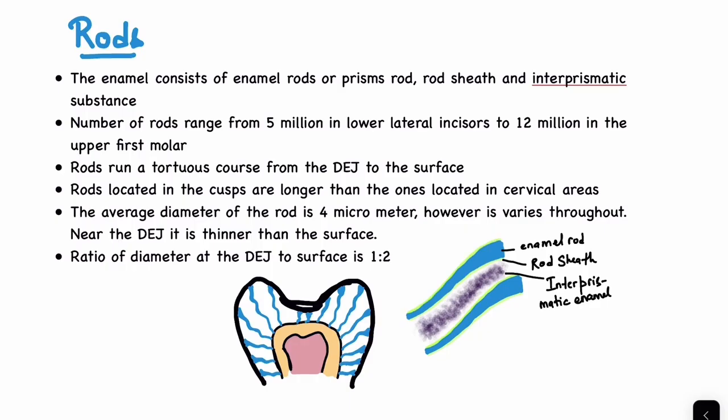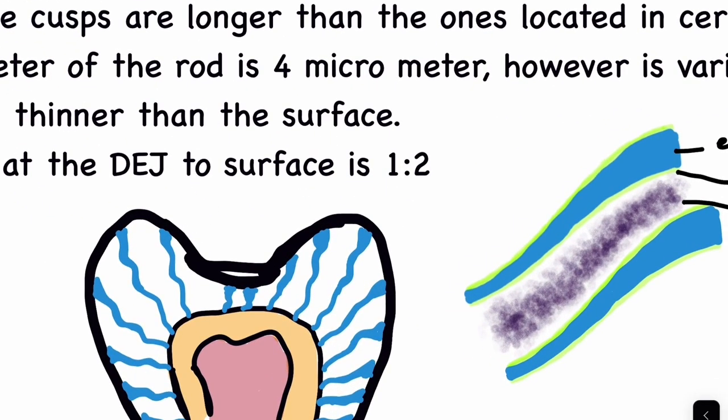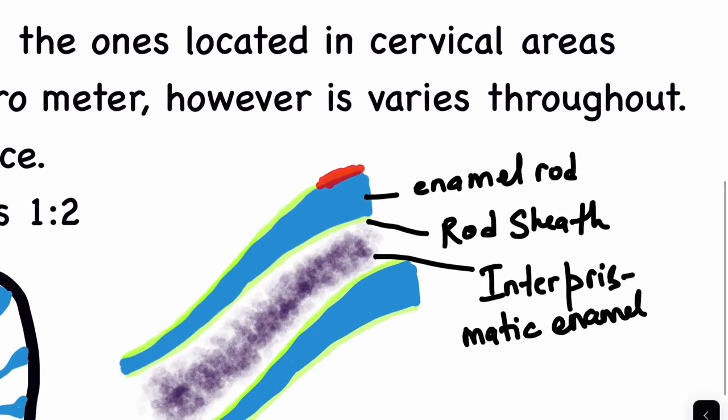So what is enamel composed of? This is the crown. Enamel is composed of these rods. Obviously this entire space will be filled with rods, and there are three components to enamel. If I zoom into here, first is this enamel rod. Second is the rod sheath. You see this greenish thing, it is covering the rod. So this is the rod sheath. And third is interprismatic enamel.